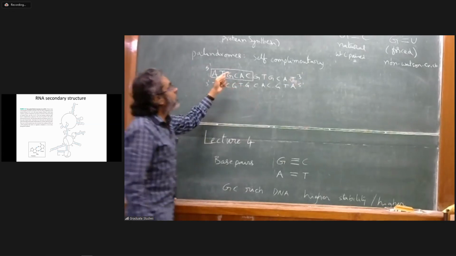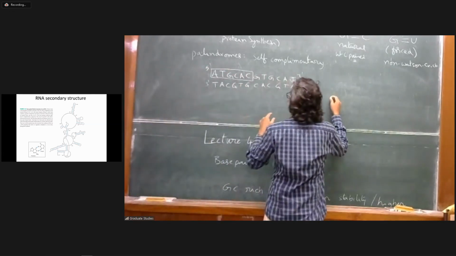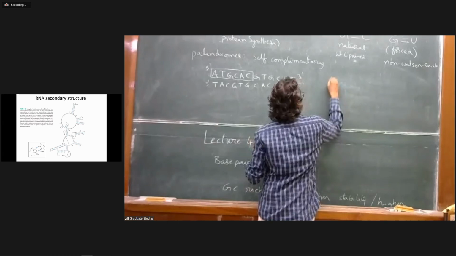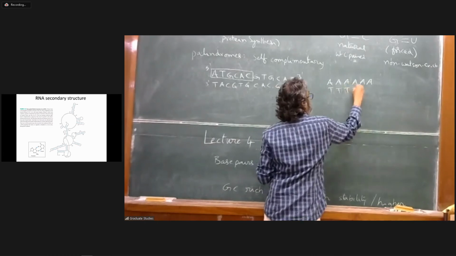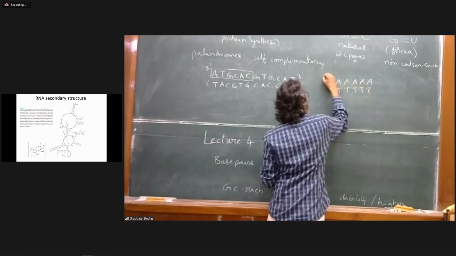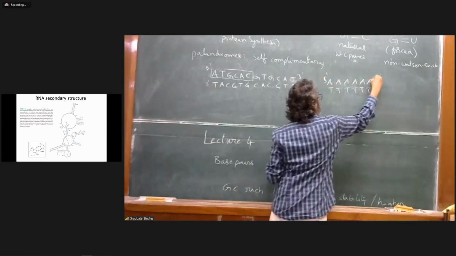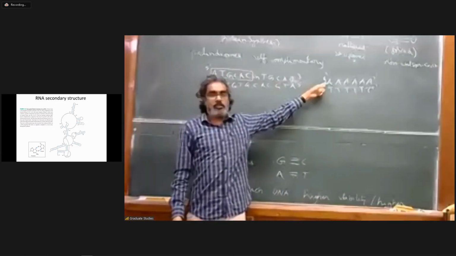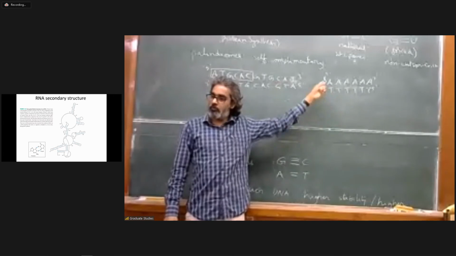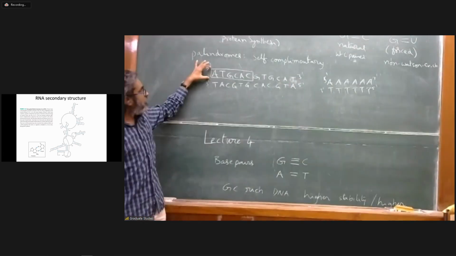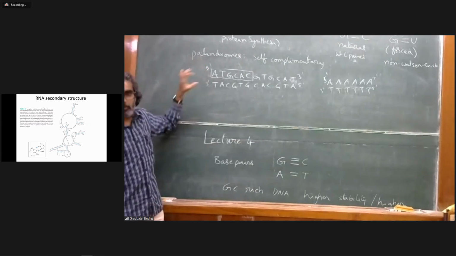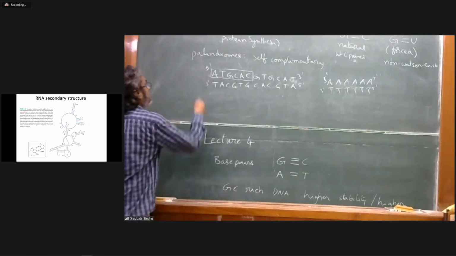Unlike a random sequence, let's say I have poly A, just for fun. If you have poly A in a test tube, you need poly T, and only then does it form double-stranded DNA. But here, interestingly, this strand is exactly the same as this one. So one strand becomes common. So this is a palindromic sequence.